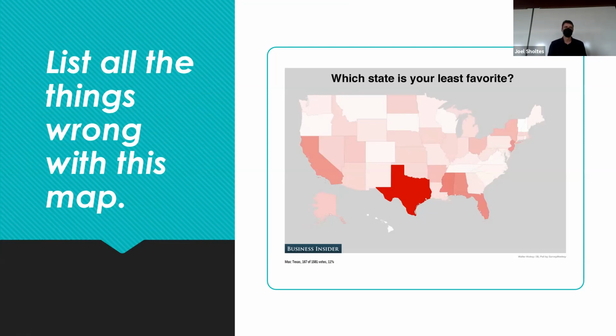I feel bad for saying this, but I gotta go with Texas. But what is this map communicating? So is Texas our least favorite? Is it our most favorite? Is Oregon our least favorite, or Tennessee? Or Wyoming? Just kidding. Yeah, we don't know anything about this.